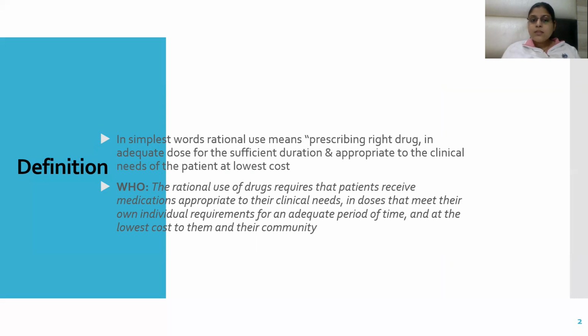So in doses that meet their own individual requirements, accordingly, how much the individual is requiring the dose, that should be given in proper doses. It should not be overdose and it should not be underdose. And it should be given for an adequate period of time and at the lowest cost to them and their community. Means the cost should be cost effective. The drug should be at the lowest cost to the patient as well as to the community, and should be given for an adequate period of time. It should meet the clinical needs of the patient and in doses that meet their own individual requirements.